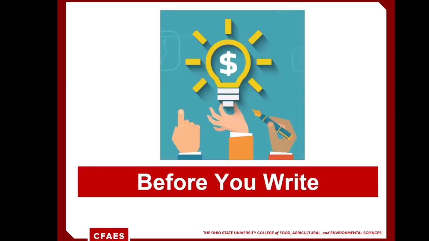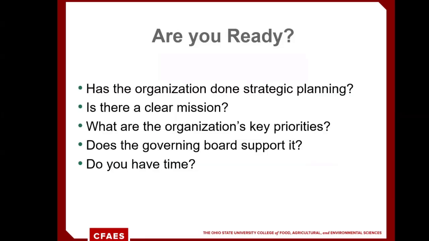These will be required. So before you write a proposal, it's important to take a moment or two and think about some of the topics that you want to be sure are in place. First of all, has your organization done a strategic plan? Do you have a clear mission or vision for the organization? And do you have some of your key priorities laid out? Importantly, also, does your governing board support it? If you're working with a local community or government, do you have the permission of the county commission board or the local village council or other leaders that would require a permission to do the application?